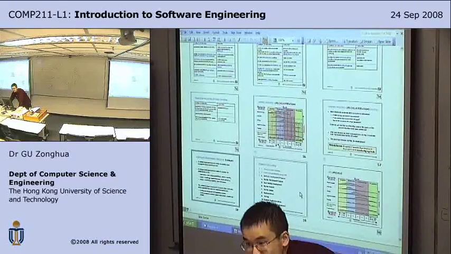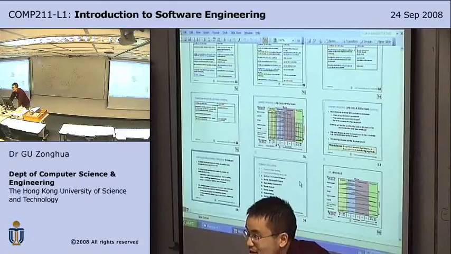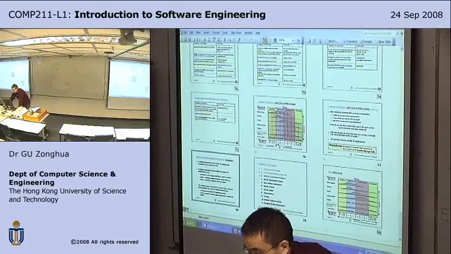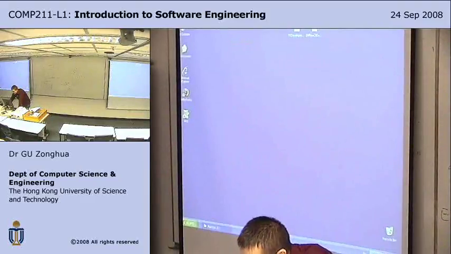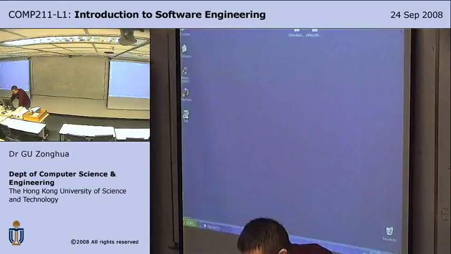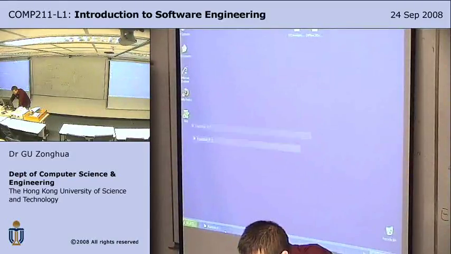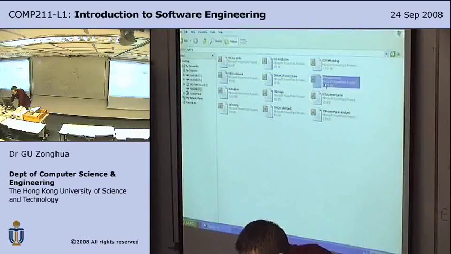If it's a relatively small software organization, it's not likely to adopt UP. So, any questions on UP? Okay, good. So now let's move on to requirements.